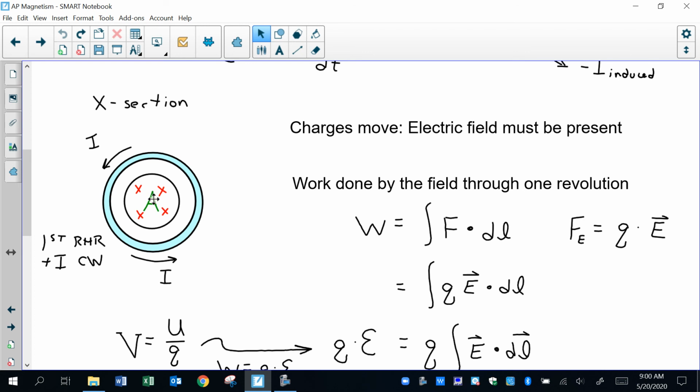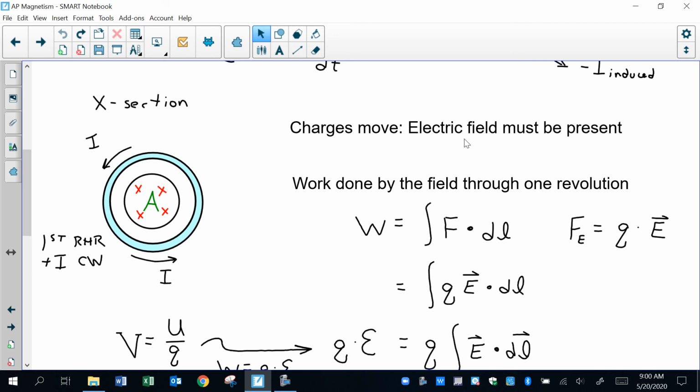So take your right hand, put your thumb for area, in the direction of the red X's. That way we get a positive dot product. Our finger curl is clockwise, which means positive current is like this, and we have negative current going back this way. So right there, first right-hand rule, positive current is clockwise. We get negative current.